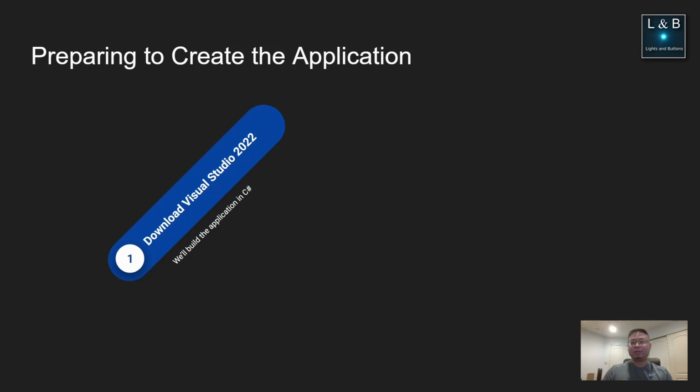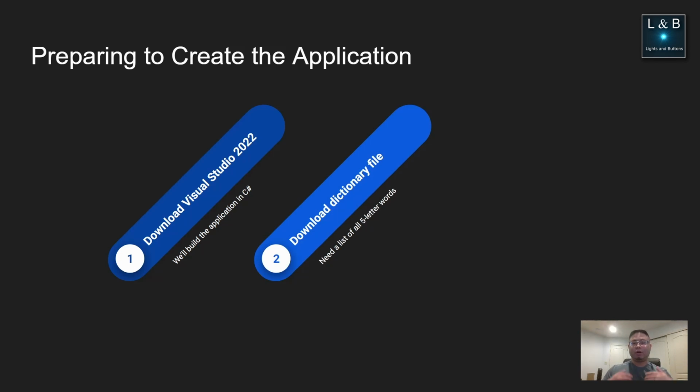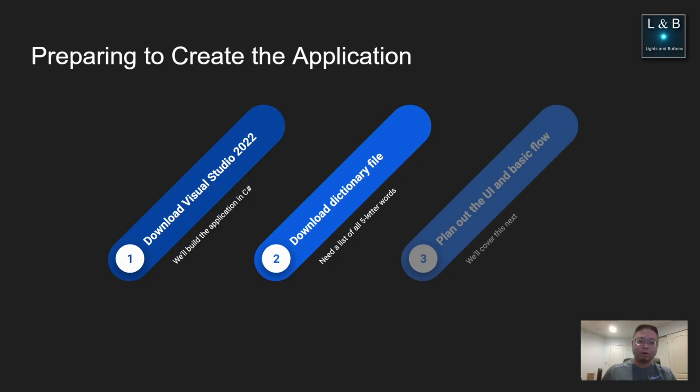We're going to build this in C#, so that fits in with Visual Studio perfectly. And then we're also going to need a dictionary file. So what I did was I Googled a dictionary file of all 5-letter words, so that you have all the combinations of any word that has 5 letters. We're going to take that file and narrow it down to the correct word. And finally, we're going to plan out the user interface, or the UI, and then the basic flow of the application. We'll cover this next.